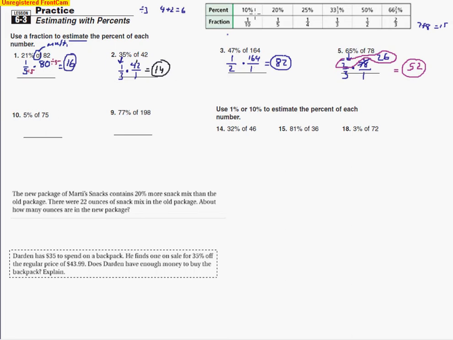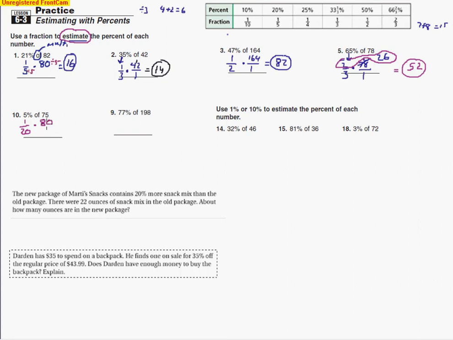Think of it this way. What's half of 10? 5. Well, half of 1/10 is 1/20th. So I'm going to use 5% as 1 over 20. And so now, this 75, 20 doesn't go into 75 evenly. And remember, this is estimation. We're estimating, so we don't need an exact answer. We're just trying to come up with something close.